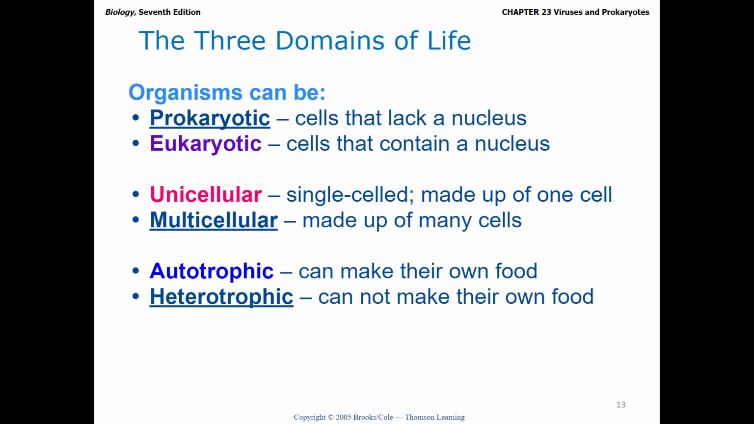An organism can be autotrophic or heterotrophic. An autotrophic organism can make their own food, generally using sunlight or chemicals. A heterotrophic organism cannot make their own food and generally must consume or take in the nutrients they need.